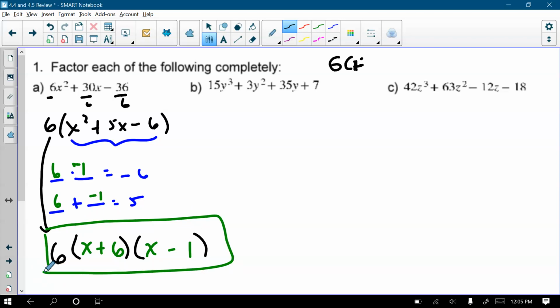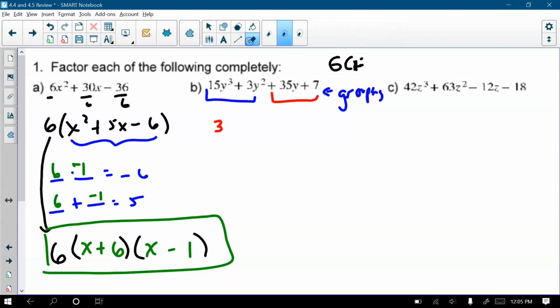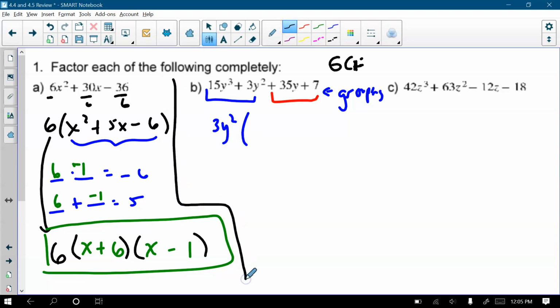For B, the first thing I'm noticing is it's 4 terms. When I see 4 terms, I think grouping. So let's try grouping here. I'm going to look at this group here, and this group here, and see what I can do with each one. So 15y cubed plus 3y squared. It looks like I can take a 3y squared out of each one. I'm going to take a 3y squared out of each one in blue. I'm just going to color code it for you. I'm also going to draw a little divider so that we're not confused.